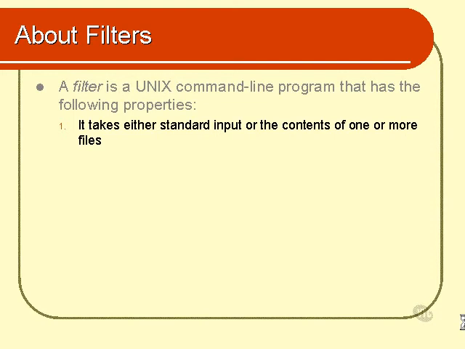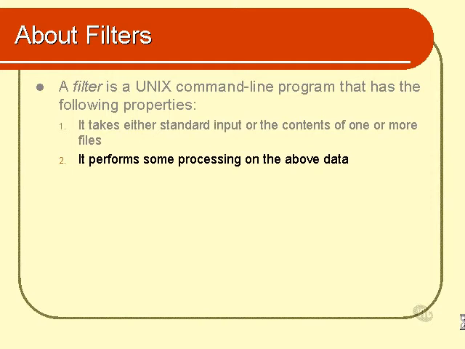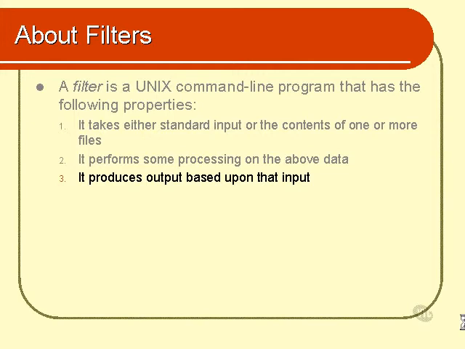The second property that all filters have is that they perform some processing on the above data. In other words, whether the data comes from a keyboard or whether it comes from a file, that data gets processed in some way, and the different processing is what separates one filter from the next. Finally, the filter produces output based on that input. In other words, it produces output which is the results of the processing that it did in step 2. Now you might look at that list and say to yourself, well, surely all Unix programs are filters because they all adhere to those three properties.